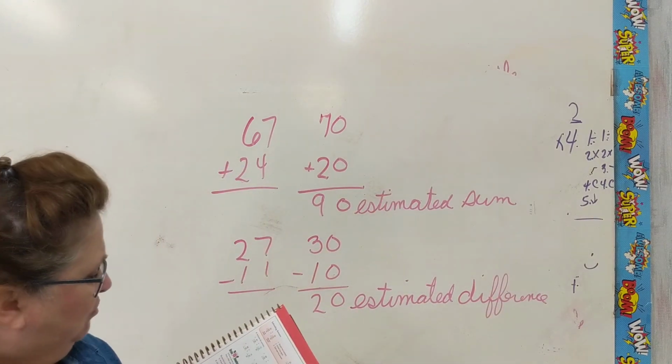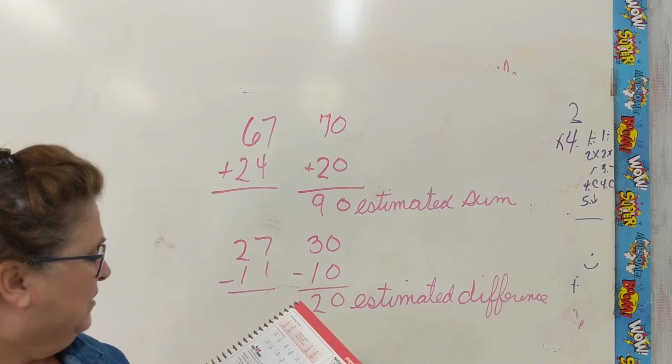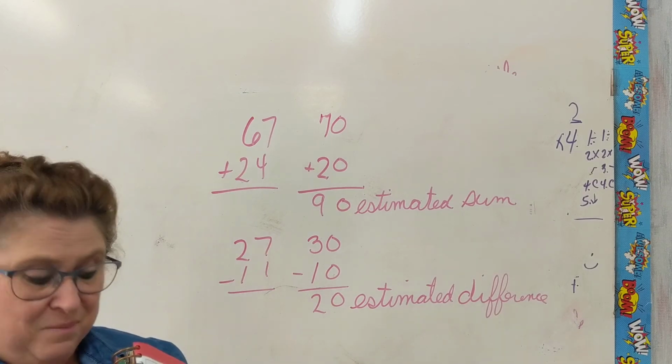So in section 3 on the back, you're going to do some estimated sums and some estimated differences, okay? All right, so you may complete pages 83 and page 84.